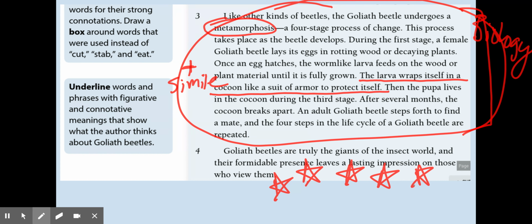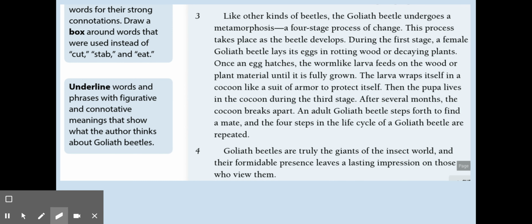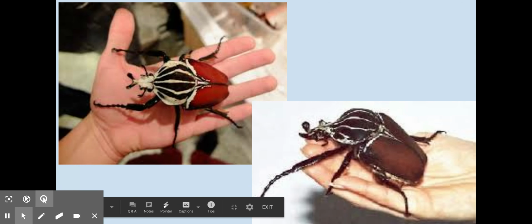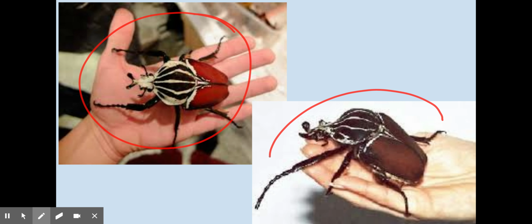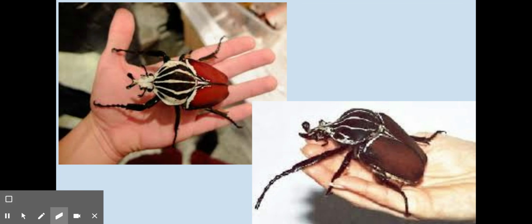Now, just in case you don't know what these look like, I'm going to show you some pictures of the Goliath beetle. And there he is. Woo! That is a giant beetle. You can even see how the prison bars, they were talking about how it looks like prison bars on the backs of his wings. Okay, so that is what he looks like.